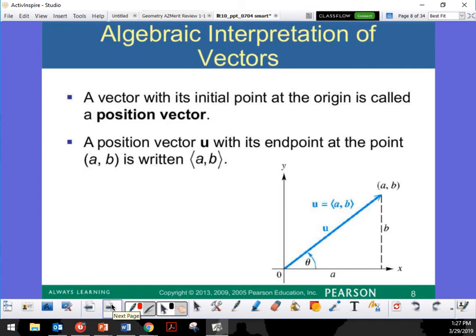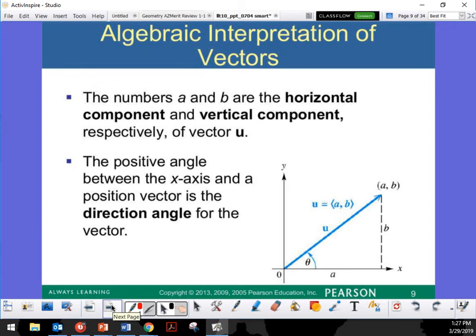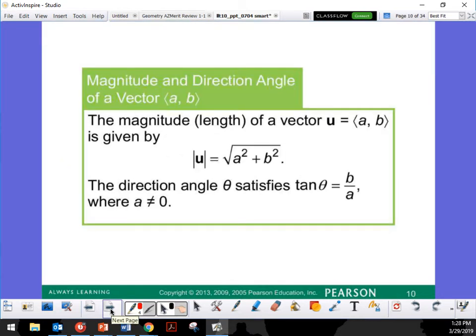A vector with the initial point at the origin is called a position vector. A position vector u with its endpoint at the point (A, B) is written as vector AB. The numbers A and B are the horizontal component and vertical component respectively of u. So it's basically the x direction and the y direction. Magnitude is the length. We just use the Pythagorean theorem to find it, because I have an x direction and a y direction. So Pythagorean theorem all the way.